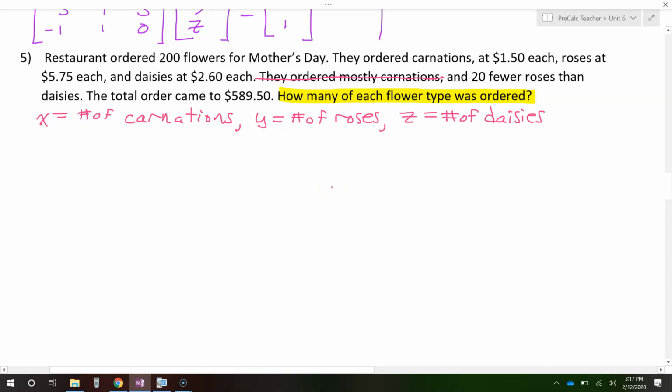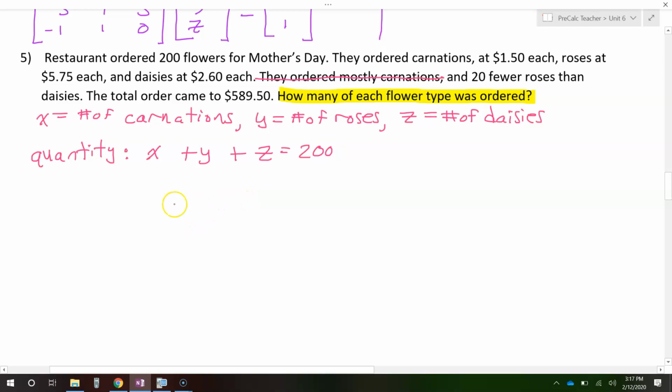Okay, were they kind enough to give us a total quantity this time? Okay, great. I love it when they give me the quantity. Easy peasy. So we're going to have a quantity equation. That's the most common equation that there is. So what will the quantity equation be? Anybody? x plus y plus z is equal to 200.